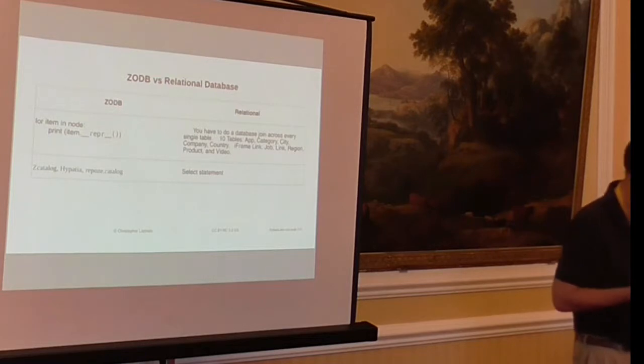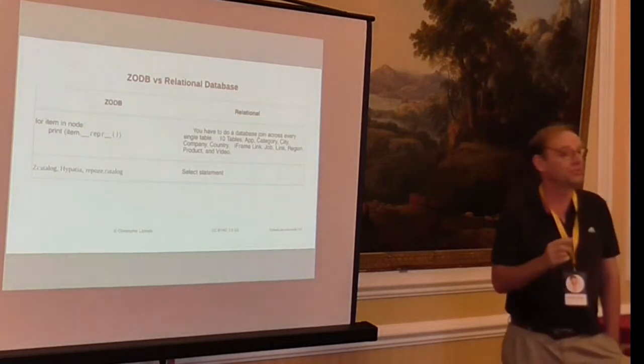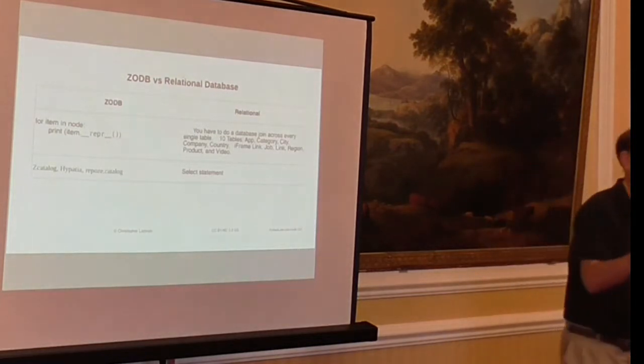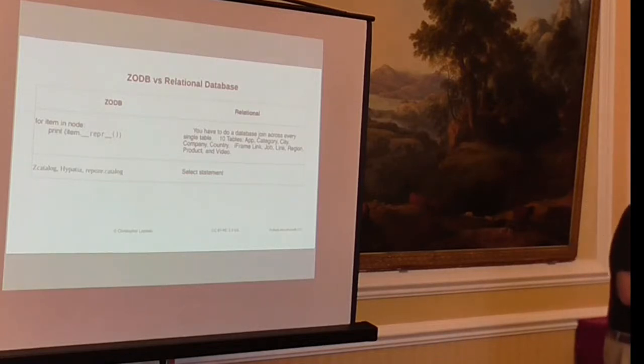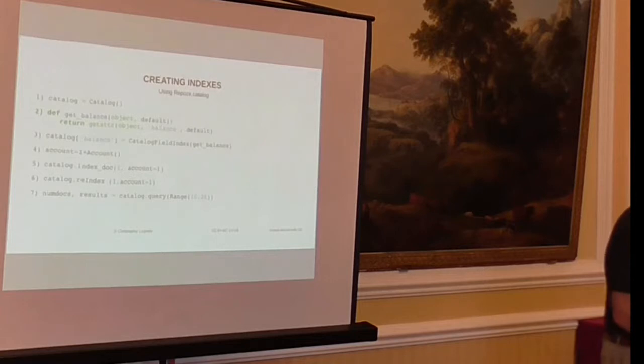It's all cached, no problem. On the other hand, if you want to do relational databases, they have indexes. And so it's really easy to get, for example, all the accounts with a certain balance. Whereas in ZODB, I have to build my index myself. So he goes, well, how the hell do you do that?